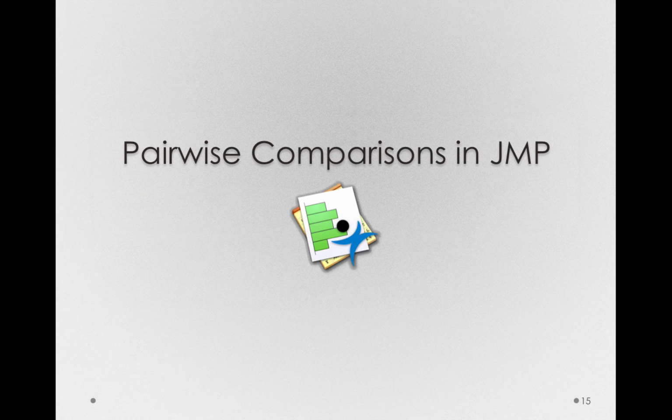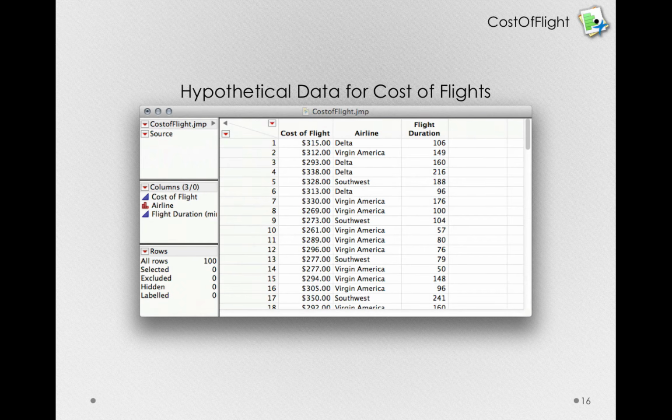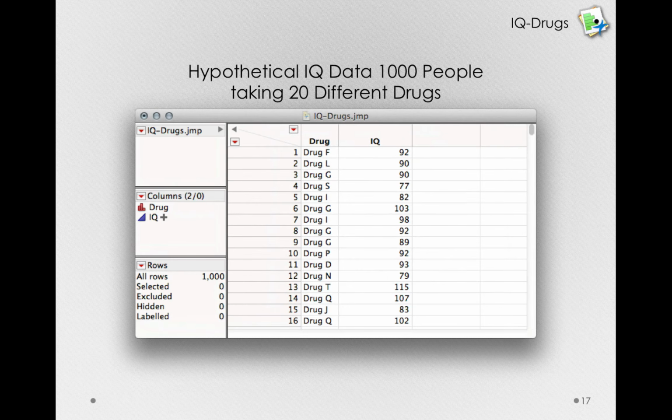So let's take a moment to see how we'll do pairwise comparisons using JMP. I'll again use the hypothetical data for cost of flights, which is available in the JMP journal. I'll also use the hypothetical IQ data for 1,000 people taking 20 different drugs, which is also available in the JMP journal. We'll see that we run into some particular issues when we have a dataset like this, where we have many possible comparisons. Notice that when we have 20 different drugs, there are many pairwise tests we can run. In this case, it's every drug versus every other drug. And with 20 different drugs, that's a considerable number of different pairwise tests we can run.